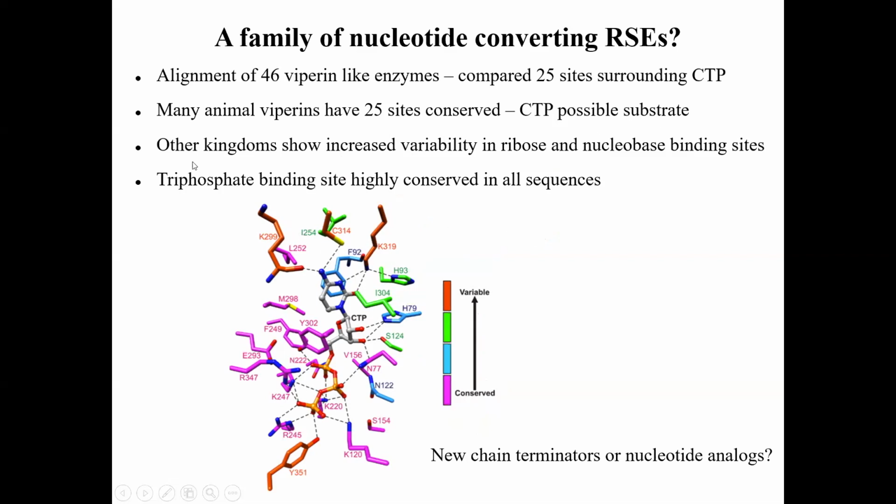If we go through the other kingdoms down to bacteria, we see increased variation occurring in the ribose binding site and pronounced variation in the nucleobase binding site. In contrast, the triphosphate binding site is highly conserved in all 46 sequences. So the results suggest that these Viperin-like enzymes are potential sources for new chain terminators or other nucleotide analogs that could have potential therapeutic value, either as antivirals or possibly as anti-cancer agents.